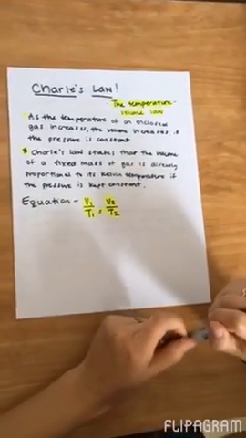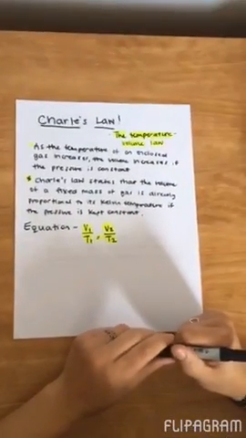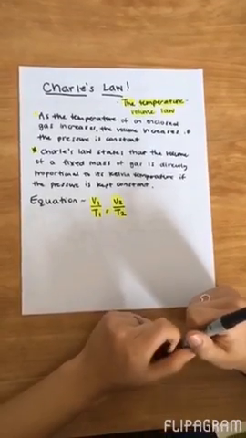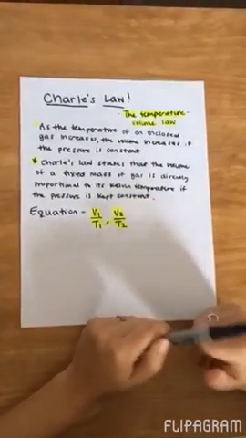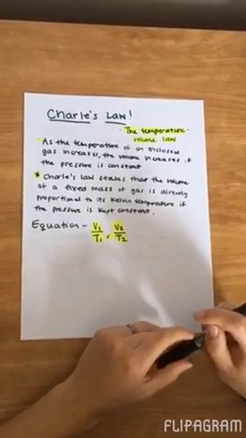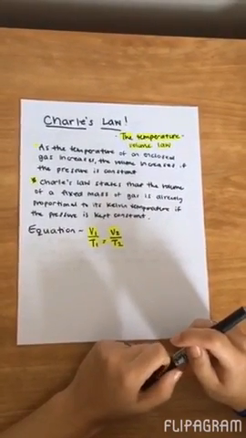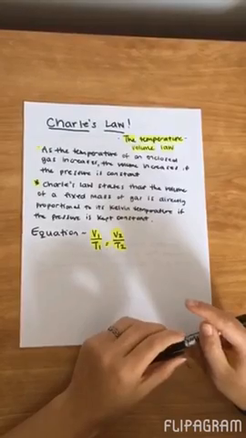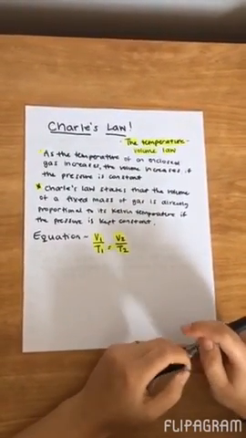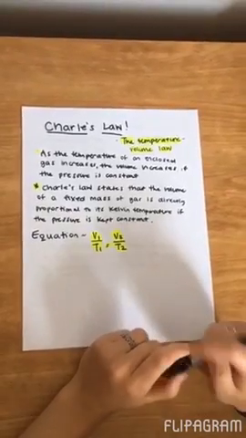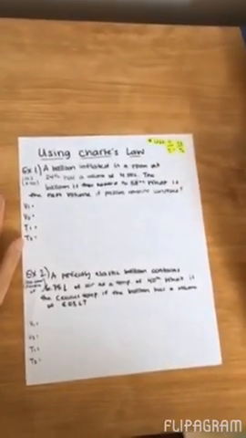Now let's move on to Charles' law. Charles' law is the temperature-volume law. As the temperature of an enclosed gas increases, the volume increases, if the pressure is constant. Charles' law states that the volume of a fixed mass of gas is directly proportional to its Kelvin temperature if the pressure is kept constant. The equation we'll be using is V1 over T1 equals V2 over T2. Now we will try out some problems.